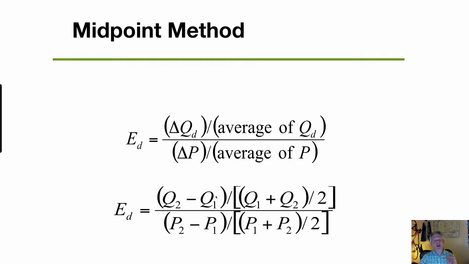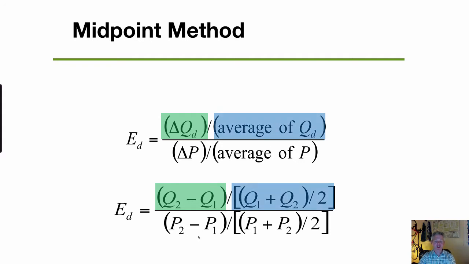So quantity 2 minus quantity 1 divided by the average of quantity 2 and quantity 1. P2 minus P1 divided by the average of P1 and P2, P1 plus P2 divided by 2. All right, so you just kind of have to break it down into its parts and then make sure you can put it all back together. So this is just going to link those like I showed you there. This is the change in quantity demanded. That's the average. This is the change in the price. This is the average of the price.